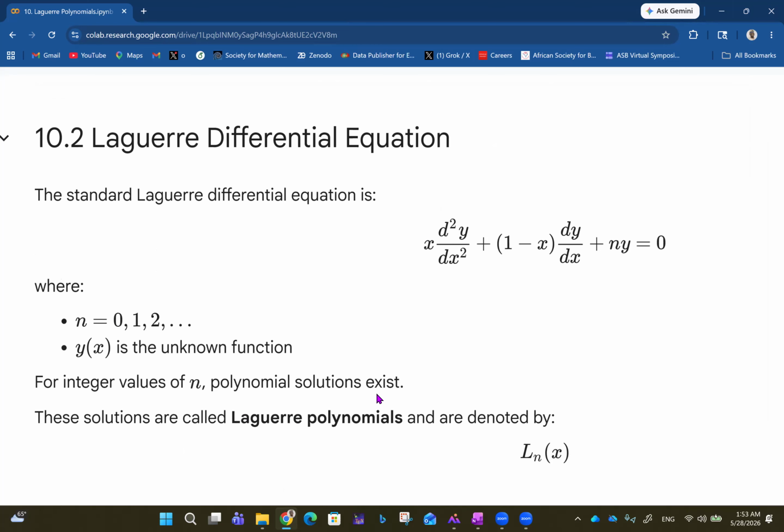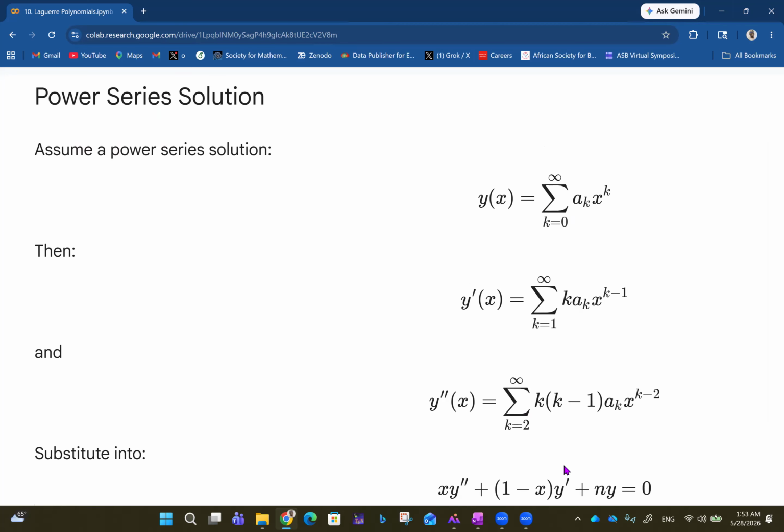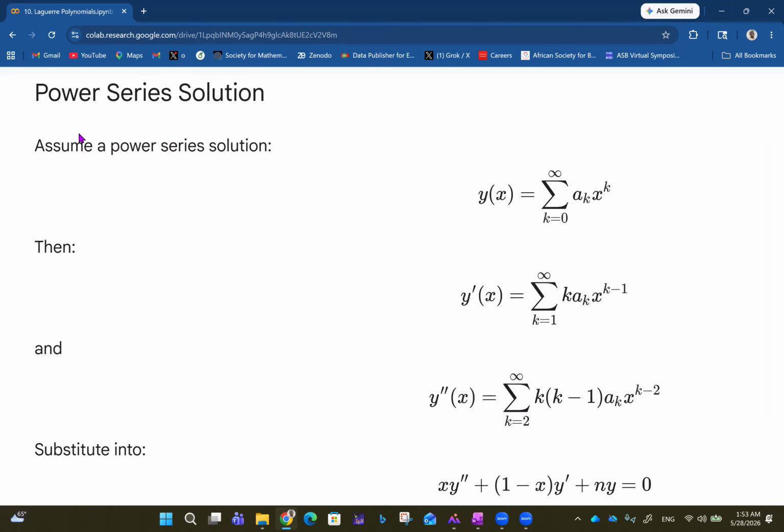For integer values of n, polynomial solutions do exist. These solutions are called Laguerre polynomials and are denoted by L sub n of x. So Laguerre polynomials are solutions to the Laguerre differential equation. And if you look at the power series, like we did for Hermite also, assume a power series solution, y of x equals summation from k equals 0 to infinity of a sub k x raised to power k. Then if you differentiate that, you have summation from k equals 1 to infinity, since differentiating shifts the start to 1 instead of staying at 0. So you now have k a sub k x raised to power k minus 1. And the second derivative is summation of k times k minus 1, a sub k, x raised to k minus 2.